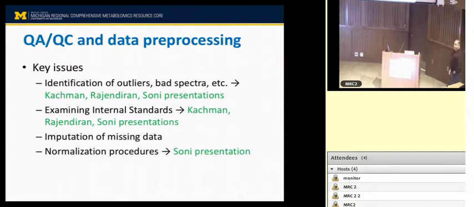You may either get no significant results, or you may get too many significant results that may be a complete artifact of problems during the pre-processing step. So we have identification of outliers, bad spectra, examining internal standards to make sure that the data are kosher. In untargeted platforms, you always have some missing data, and you need to do a certain degree of imputation, and obviously how you normalize data.